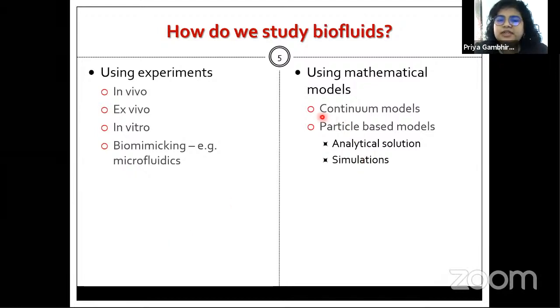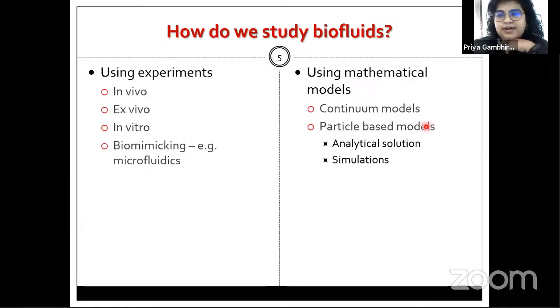In mathematical models, you have continuum-based models and particle-based models. Continuum models are where you write equations of physics, where you have equations defining fluid flow and the pressure and stresses that it undergoes. And then there are particle-based models, which I'm not going to go deep into because it's not my area of expertise at all. But there are these two kinds of approaches to mathematical modeling.